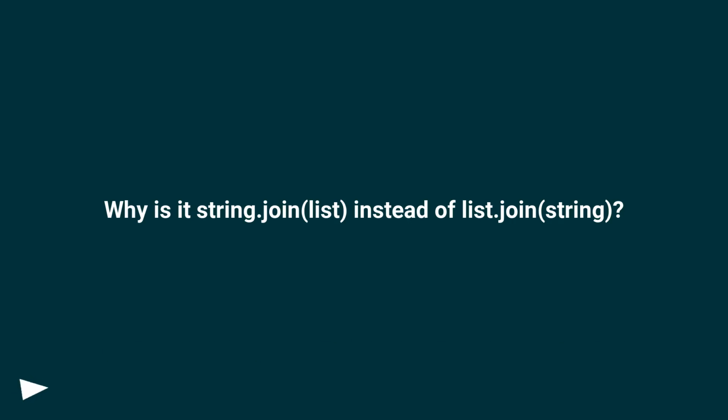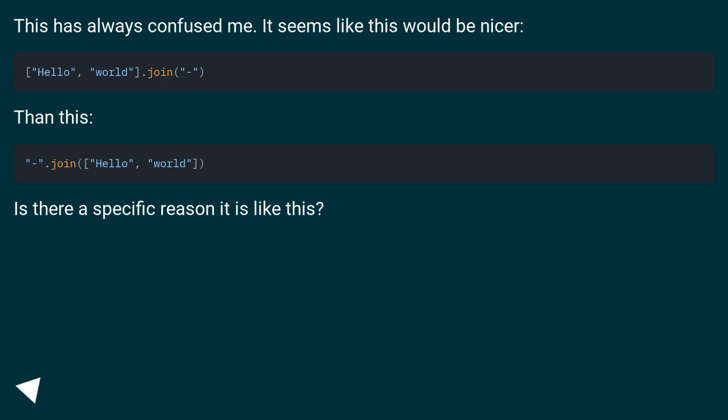Why is it string.join(list) instead of list.join(string)? This has always confused me. It seems like this would be nicer than this. Is there a specific reason it is like this?